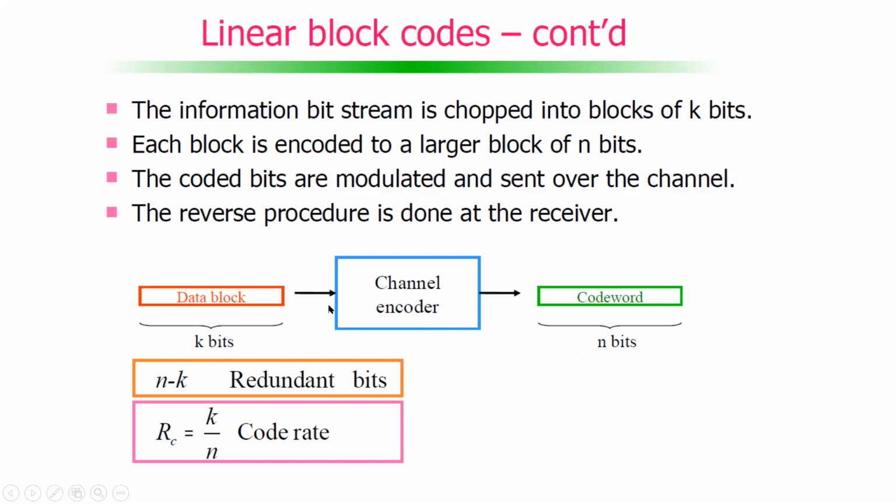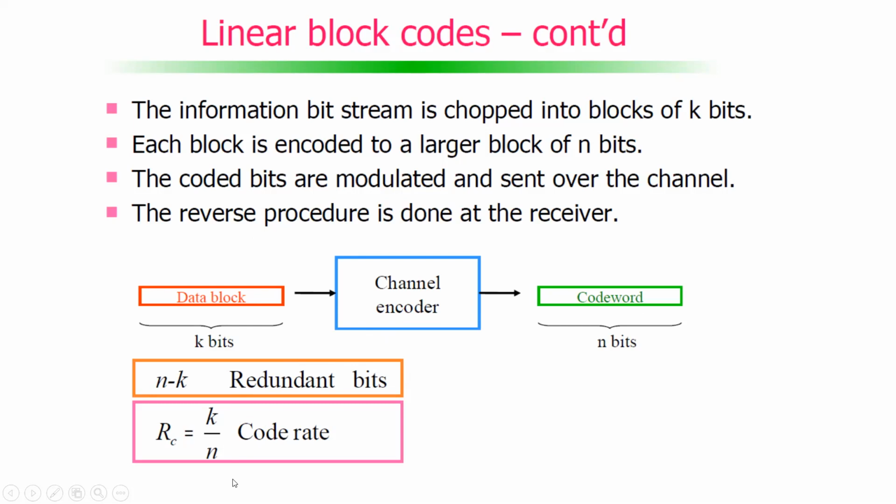So k are the message bits. I am doing channel coding with a few more bits, which we call the parity bits, and I will get n bits as a result. So n is always greater than k. So n minus k are the redundant bits that I will introduce using the channel coding. And what is the rate of this encoder? It is k by n. k are the input bits and n are the output bits. So R_C, which is k by n, is known as the code rate, right?